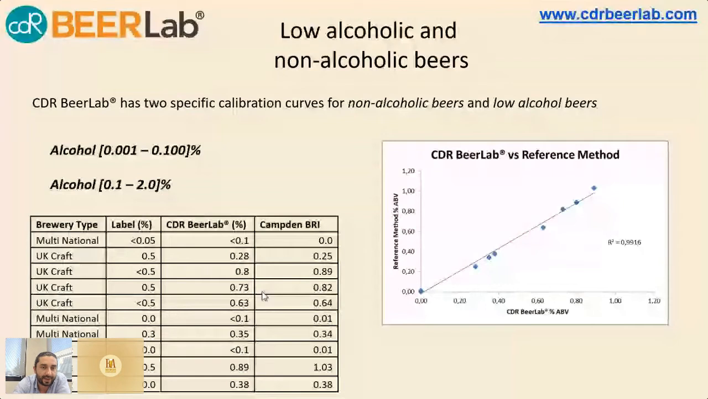And you have the results of BeerLab along with the results of a certified laboratory in the UK, Camden BRI. And as you can see, the BeerLab results are very close to those of the certified lab. You know that, of course, comparison with the label is not so accurate. So we decided to do this study to compare the BeerLab with Camden BRI, the certified laboratory.